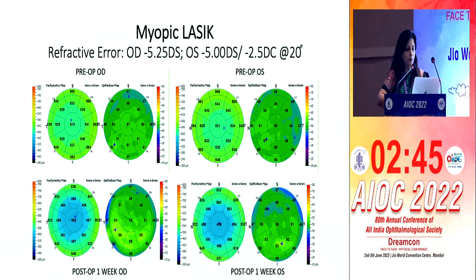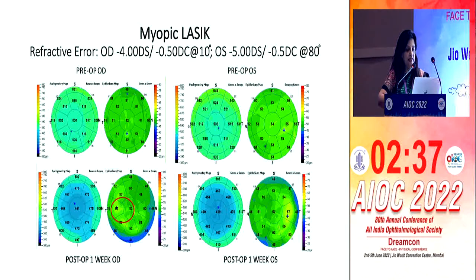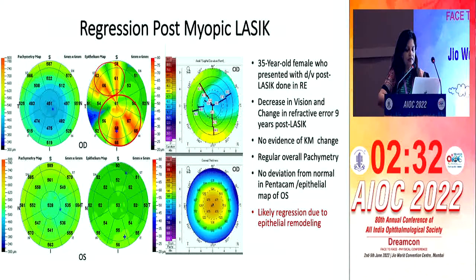Now, this is a case of myopic LASIK again, and this is just to show how the thickness would increase in the areas as expected. So it's more in the paracentral area, and whenever there is a regression, for instance, in this case, in the right eye there was regression, in the left eye was normal. If you look at the epithelial thickness, the right is classically different from the left. And there is more regression in the right eye because of the epithelial remodeling that has occurred. There is no change in the keratometry which is seen, but because of the epithelial remodeling itself, the regression has occurred.